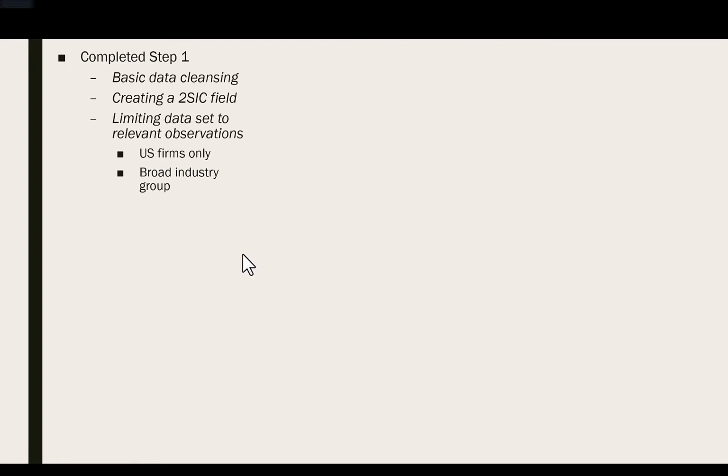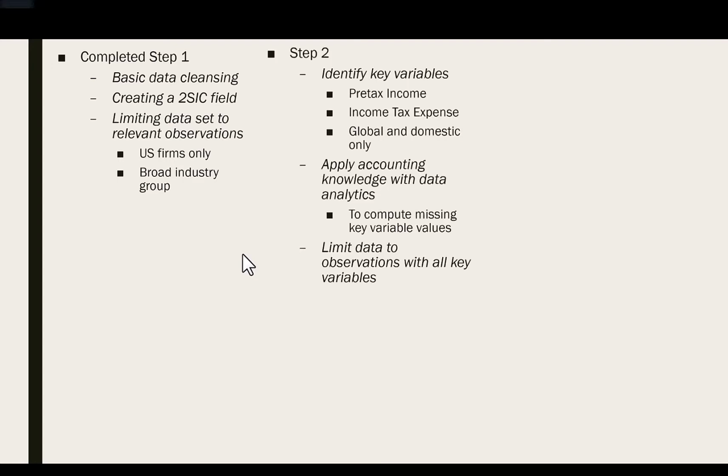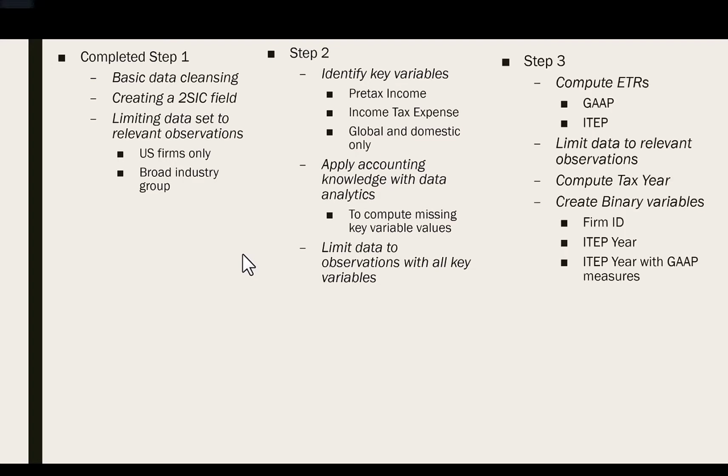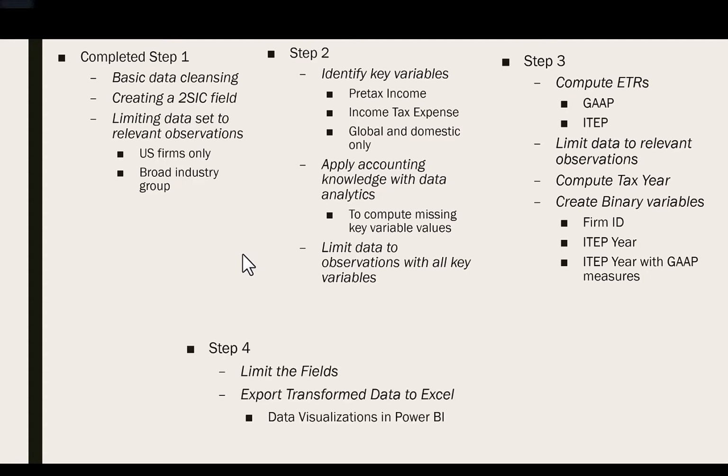In step 1, you completed the basic data cleansing, you learned how to create data fields, and you limited the data to relevant observations. In step 2, you learned how to combine your accounting knowledge with data analytics to ensure appropriate data transformation that retained key variables whenever possible. Finally, in step 3, you learned how to compute your effective tax rates and compute tax years as well as binary variables. In step 4, you will learn how to limit the fields and then export the transformed data to Excel so that it can be used for data visualizations in Power BI.